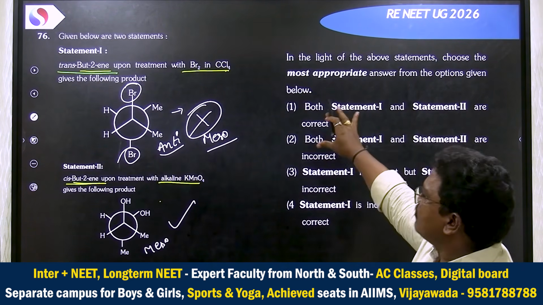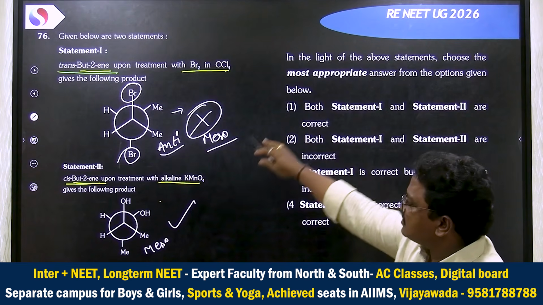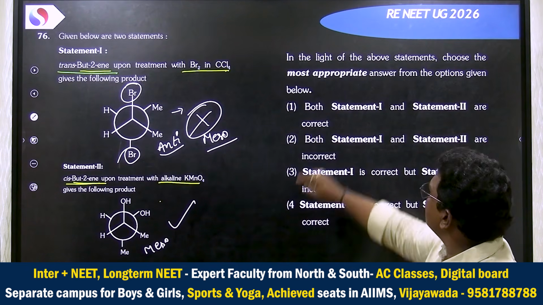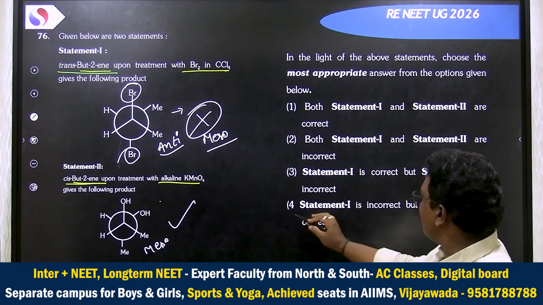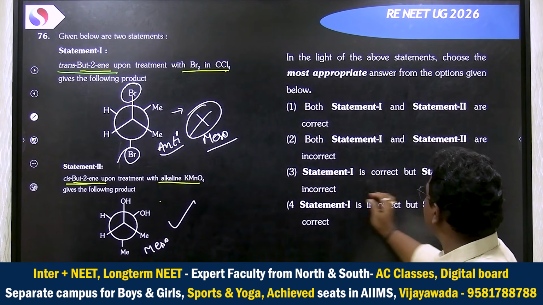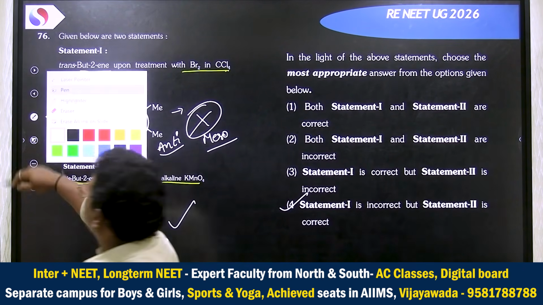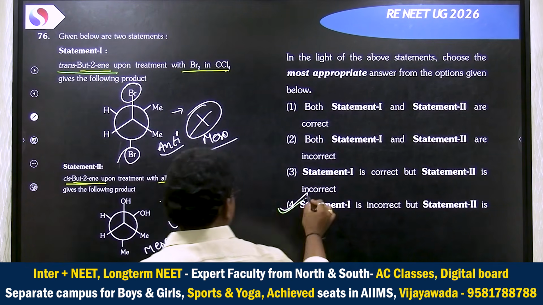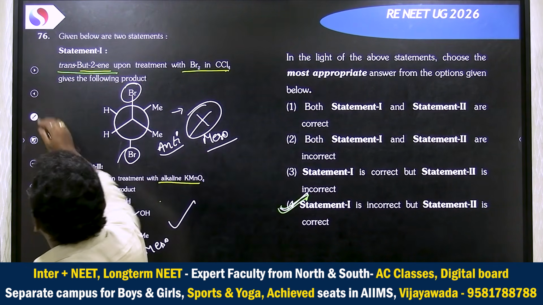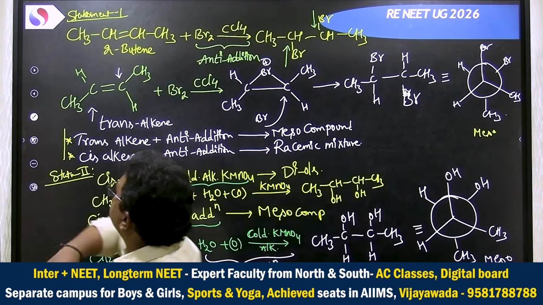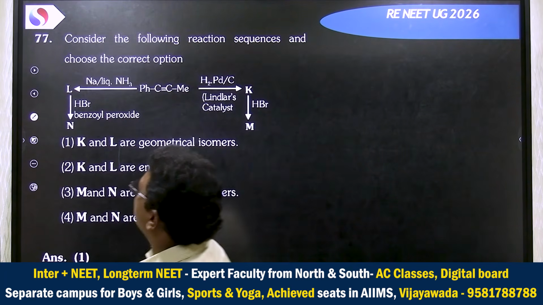So statement 1 is wrong. Statement 2 is correct. See where it is: statement 1 is wrong and this is statement 2. Our correct answer will be this one. Shall we go to the next question? See this. I am taking the next question.